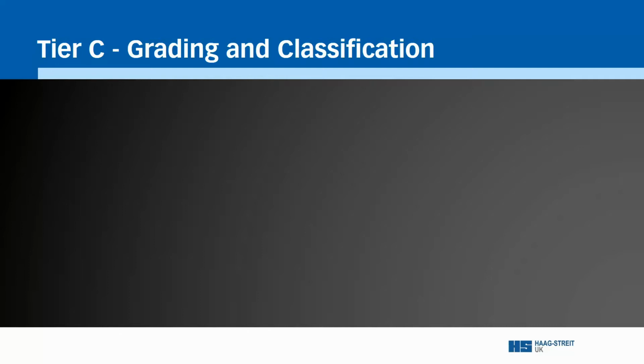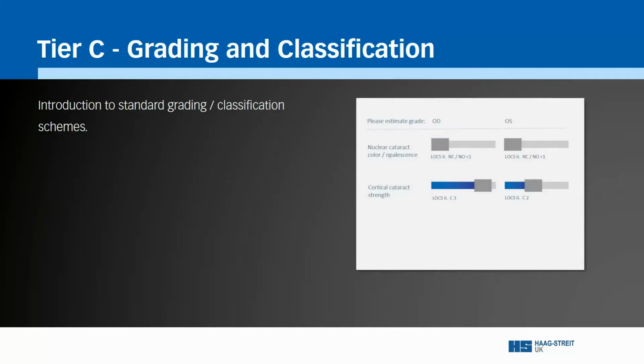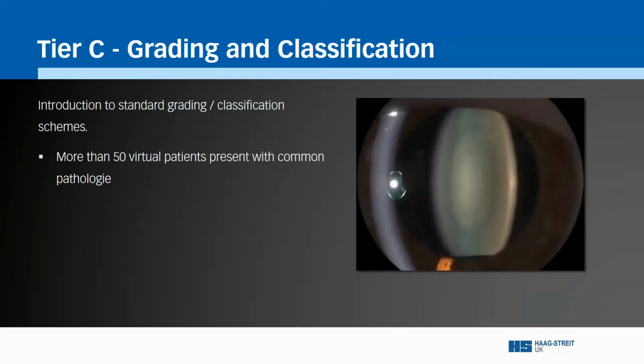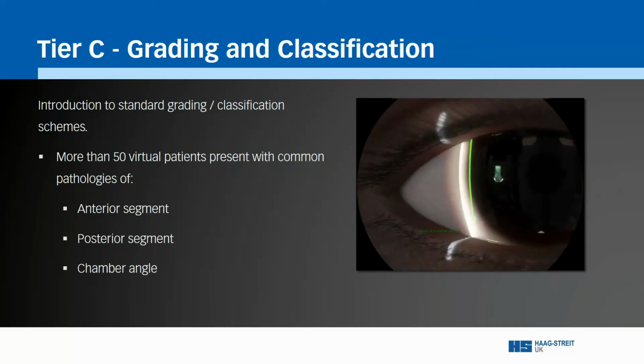The third tier is focused on training established grading and classification schemes. In Tier C, trainees begin to practice the detailed assessment of diagnostic findings. For this purpose, more than 50 virtual patients are available, presenting with pathologies of the anterior segment, including anterior uveitis, trachoma and cataract, the posterior segment with AMD, the optic disc and diabetes, and Van Herrick's method for grading the anterior chamber angle.